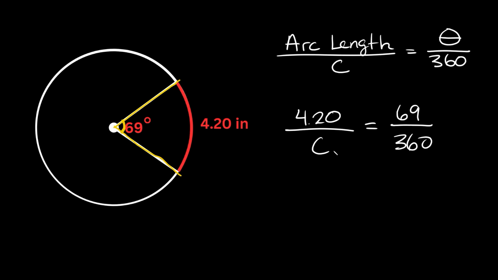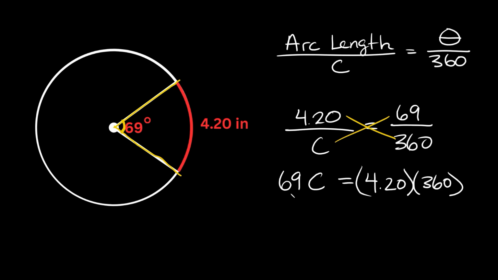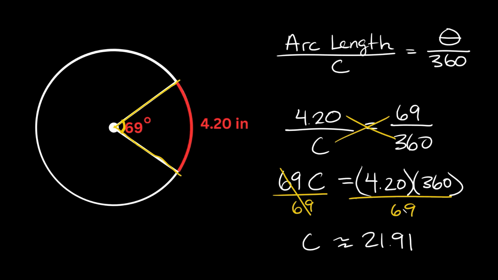Now to solve for C, we can just cross multiply. So we can say 69 times C is equal to our other cross, 4.20 times 360. To solve for C, we can divide both sides by 69. Those cancel out, so we're just left with C is equal to approximately this whole thing. If you plug that into your calculator, you'll get approximately 21.91. And our units, don't forget, are inches.